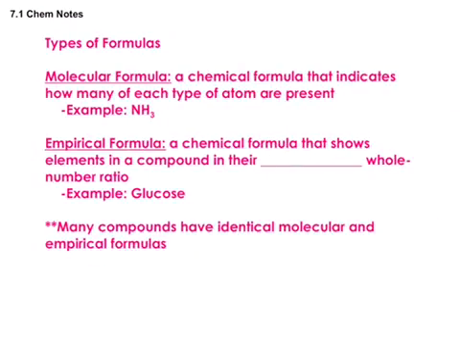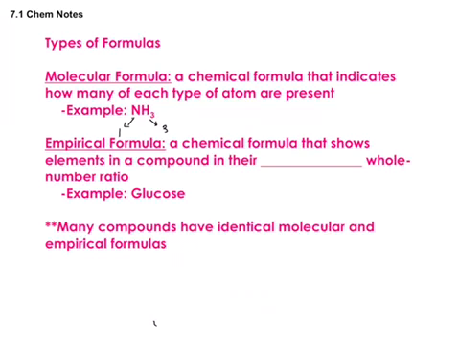compounds. So there are a couple different types of formulas. We have molecular formulas and empirical formulas. Molecular formulas are chemical formulas that indicate how many of each type of atom are present. So in the example here, we know that we have one nitrogen atom bonded to 3 hydrogen atoms. We're pretty familiar with the molecular formula. We use them quite regularly.